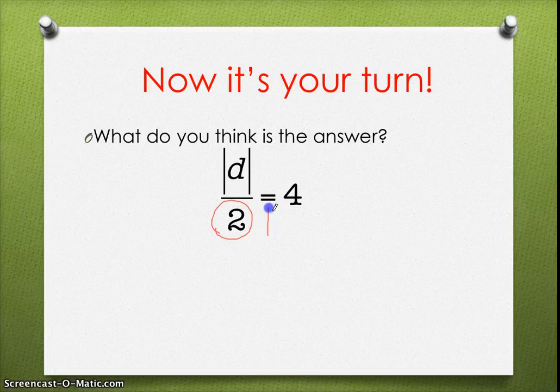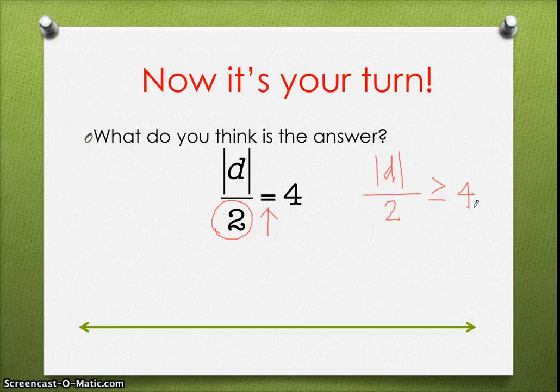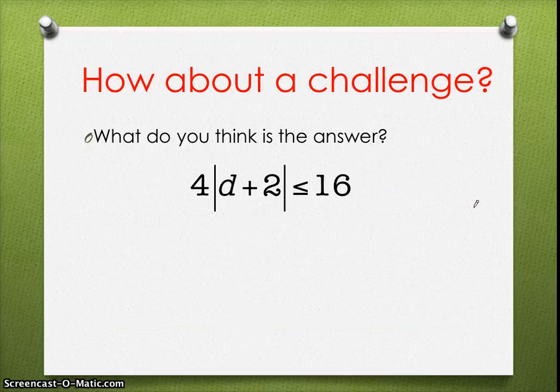And take a look at this symbol. Once you solve this problem, I want you to compare it to, what if I have the absolute value of d divided by 2 is greater than or equal to 4? How will the answers look differently? Once you solve that, challenge yourself with this problem. Good luck.